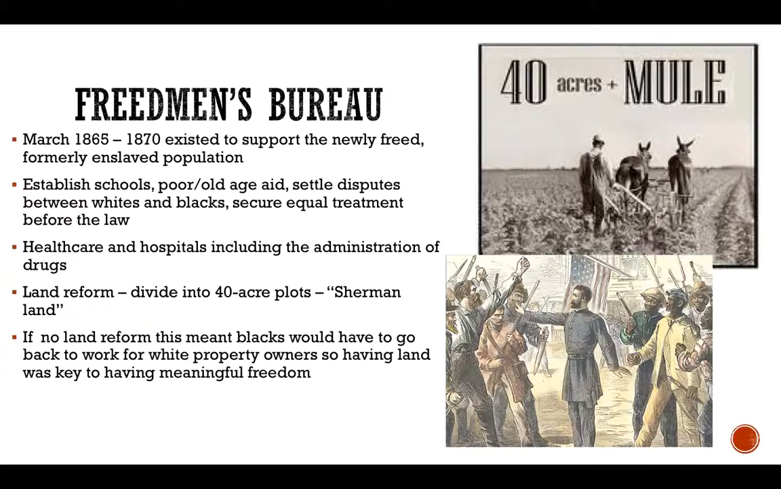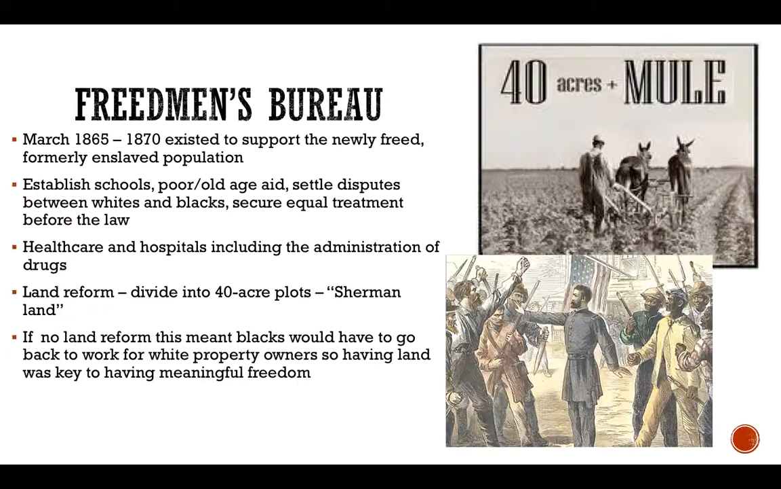Land reform was also a concern at this point, because if freedom was established by land ownership, and in some states if your voting was established by land ownership, the right to own land would be of enormous import. So the land reform refers to dividing into 40-acre plots was the most commonly referred to thing. So this is 40 acres and a mule. If this didn't happen, it meant that African Americans would be forced to go back to work for white property owners, oftentimes the ones that they had been enslaved by.